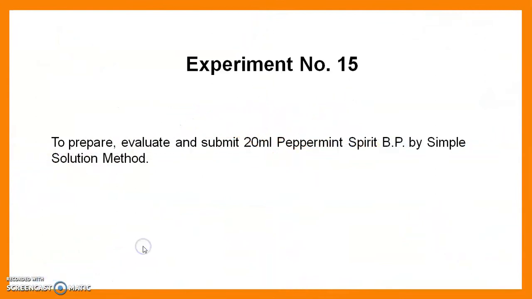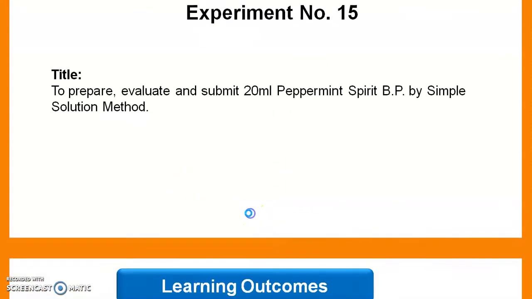Our today's experiment is experiment number 15. The title of our experiment is to prepare, evaluate and submit 20 ml of peppermint spirit BP by simple solution method. In this section, we see the spirits, how we prepare them, different kinds of spirits, but here we see the peppermint spirit.